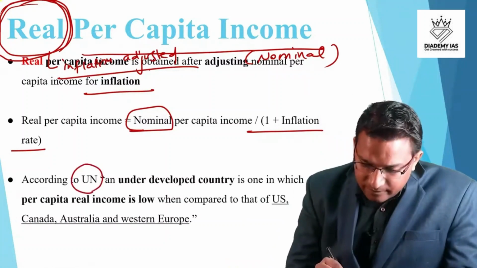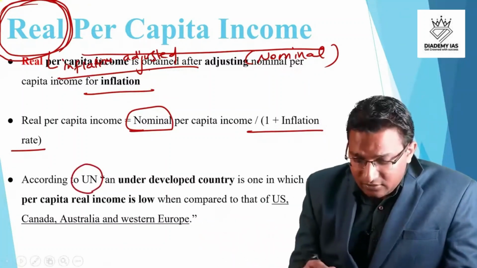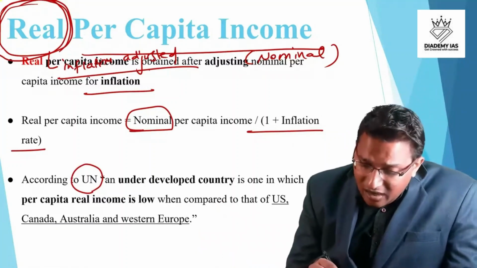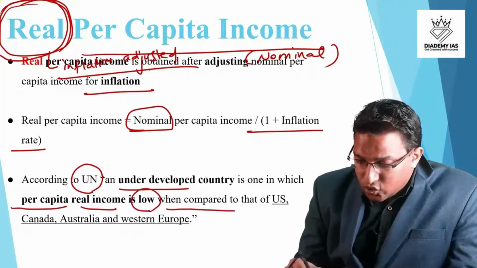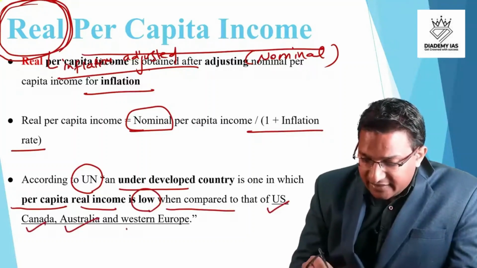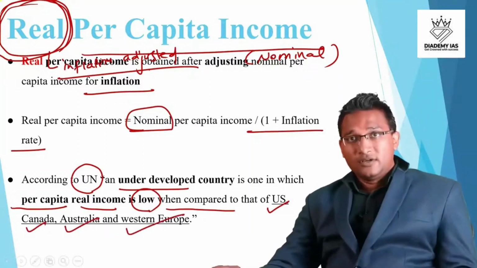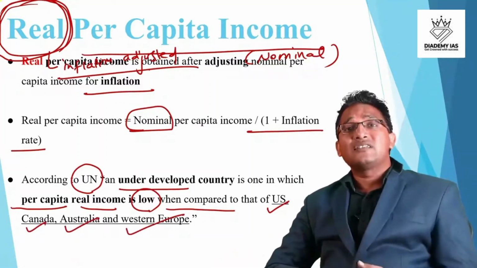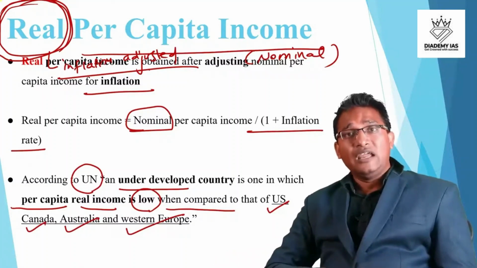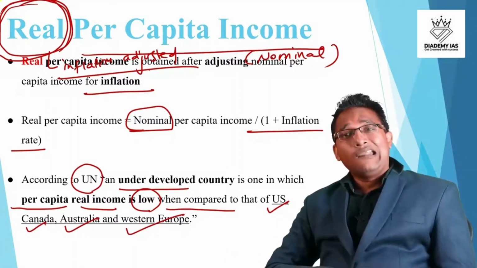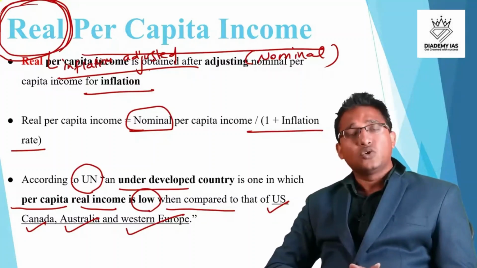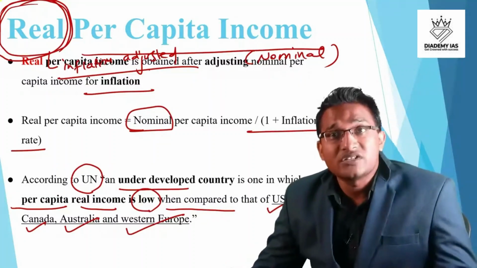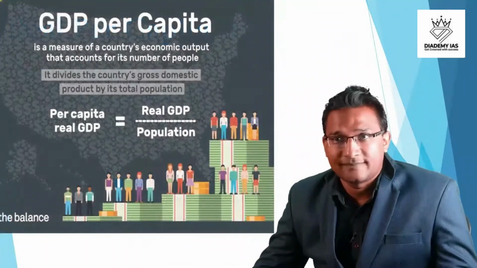Now there is one observation by the UN. According to the UN, an underdeveloped country is the one in which per capita real income is low when compared to countries like USA, Canada, Australia and Western Europe, the countries which are developed. So how do we determine that our country is a developing country? Because our real per capita income is lower than the real per capita income of the developed countries. So this is how we determine that our country is a developing or underdeveloped country.